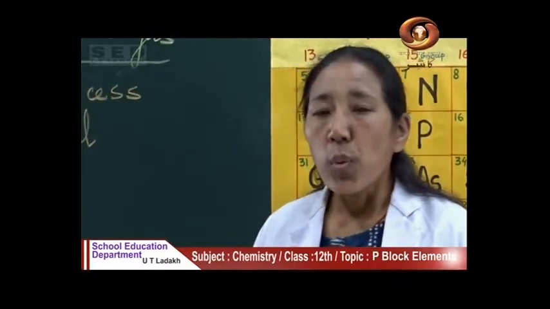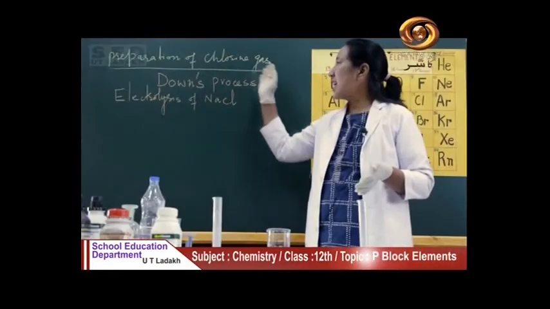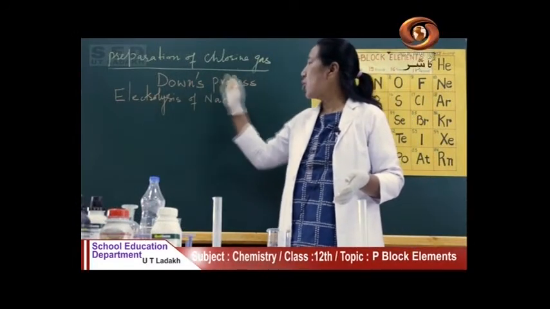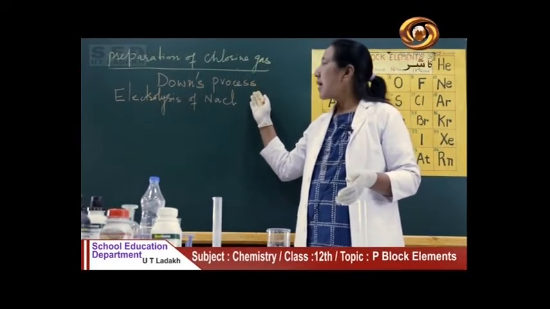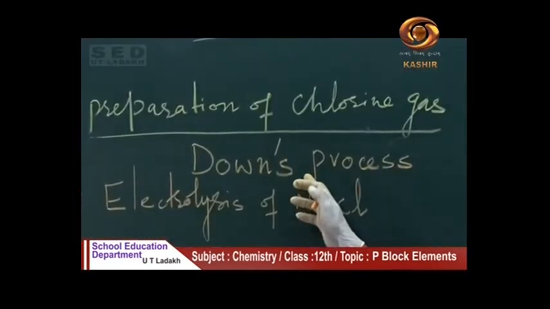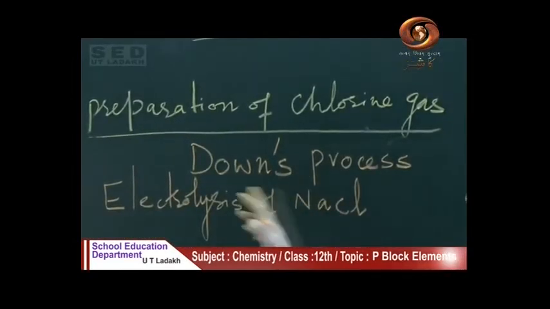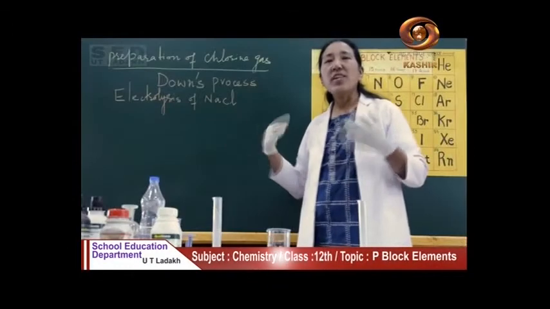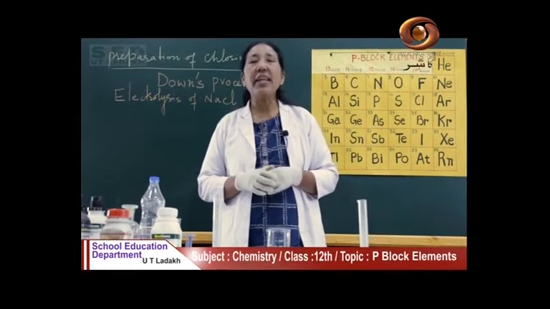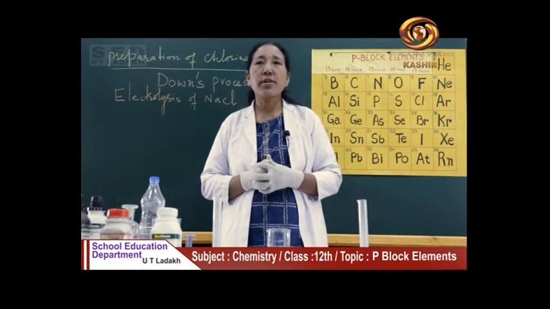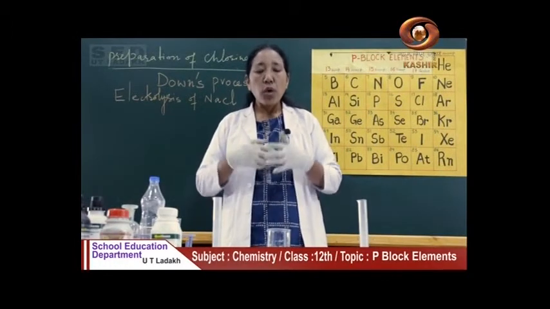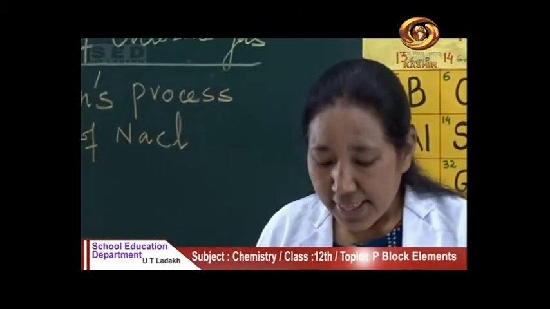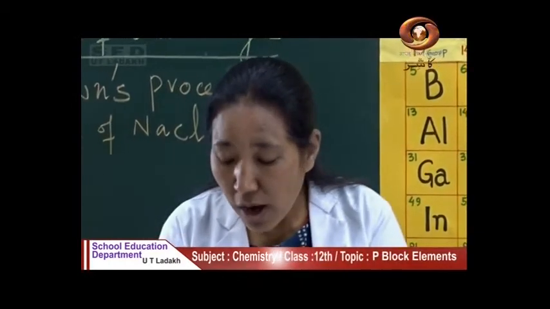Student, we can prepare chlorine gas by another method called the Downs process. This process is also called electrolysis of NaCl, which is freely available in our home as table salt. You can do it in your home very easily. That is why I am performing a small experiment.